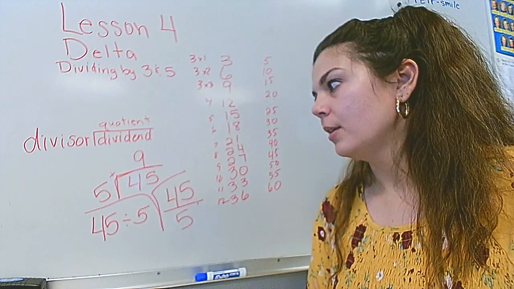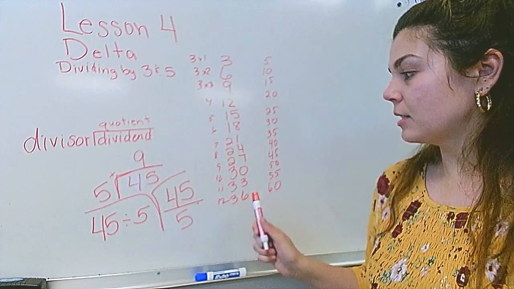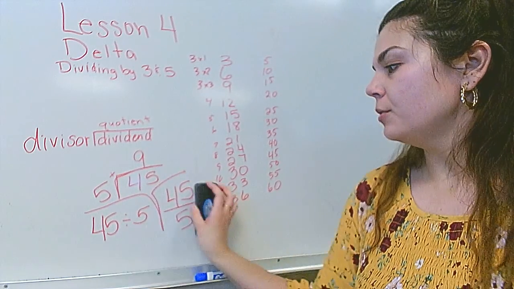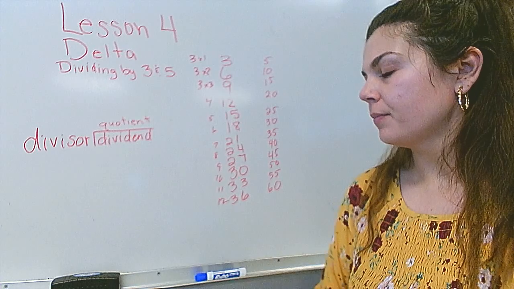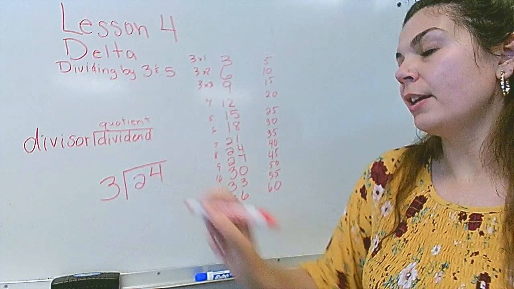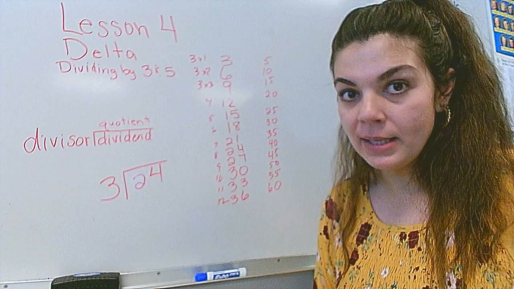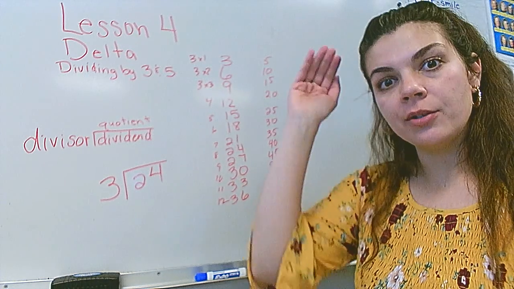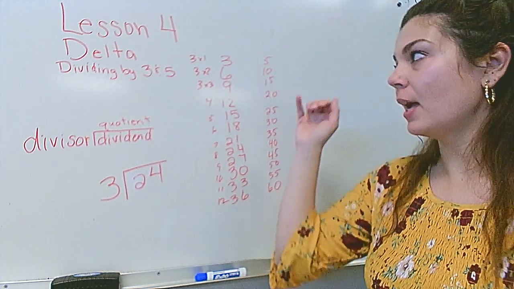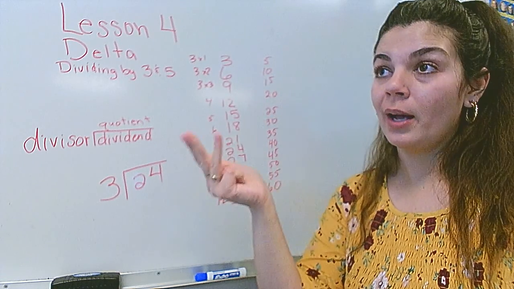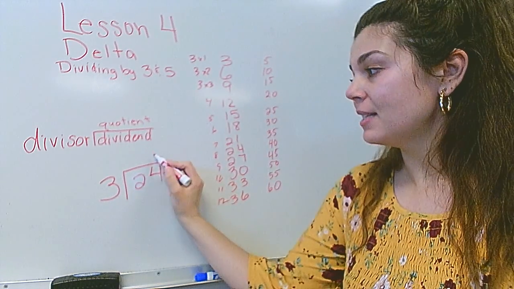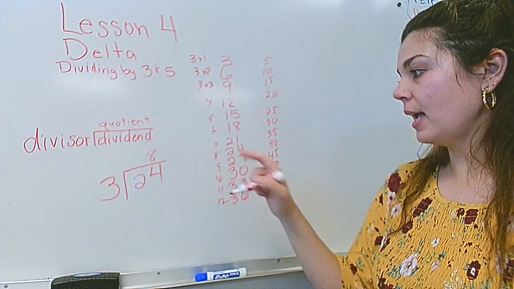All right? So that's this week's lesson, 3s and 5s, and how to properly place them. I'll do one more over here. So how many 3s go into 24? Of course you can always count up your 3s, or if you want, you could write up a little chart. But the best thing to do is try to memorize, okay? 3, 6, 9, 12, 15, 18, 21, 24. 3 times 8. Down here at my 8.